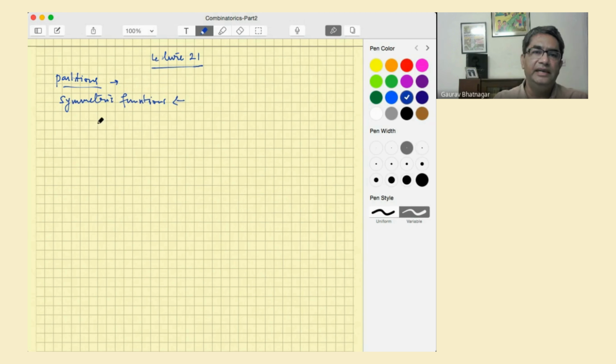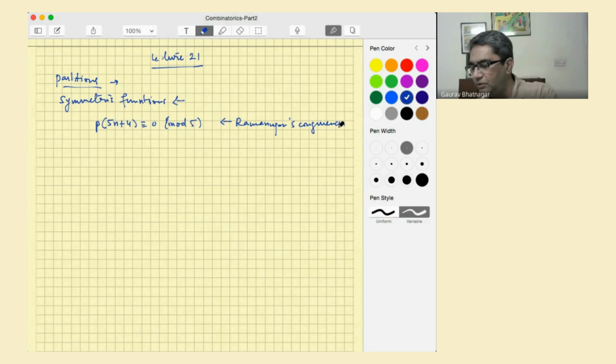So today the agenda is we want to cover this. This is Ramanujan's congruence, which most of you rediscovered. In general, I would like almost all my courses to have at least one result of Ramanujan, but I don't know if it's possible in calculus.